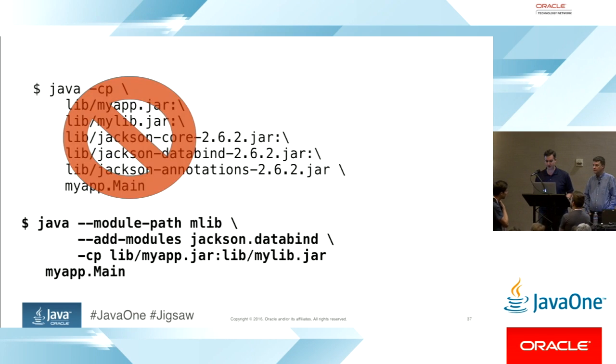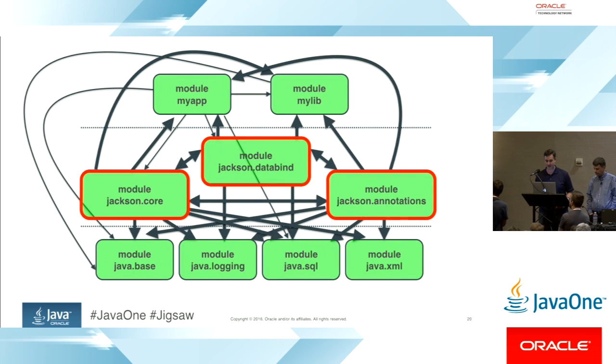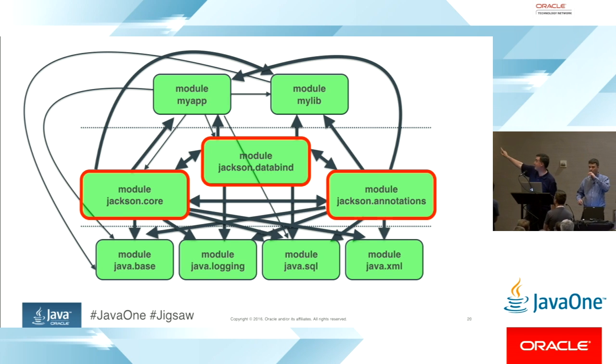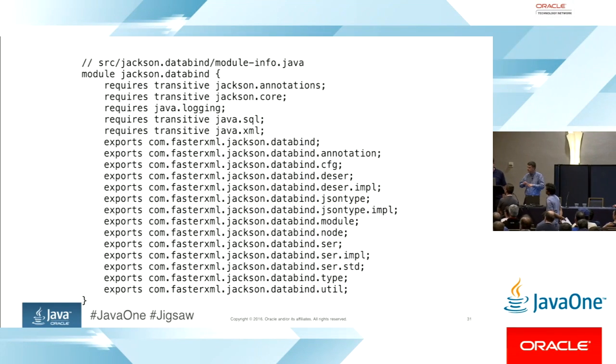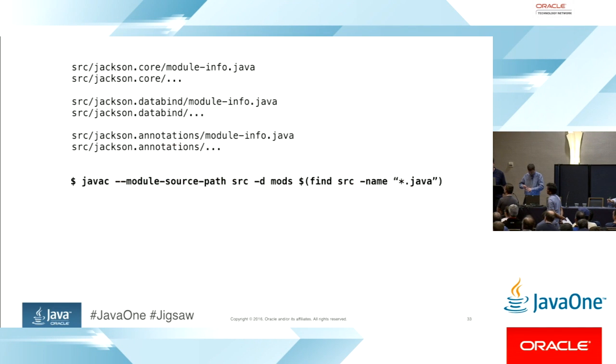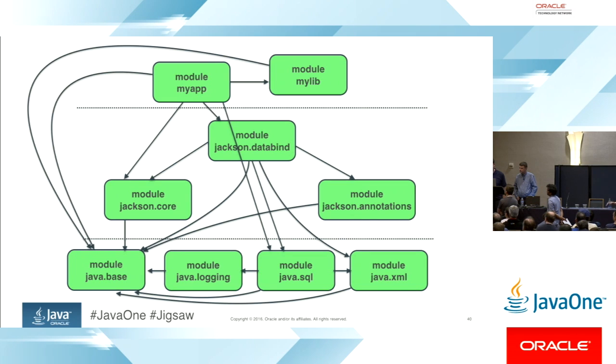This is a good question. I was wondering if someone would spot this. In the first part, when Jackson data bind is an automatic module, it's implicitly requiring my app and my lib, because it requires everything. But then when Alan modularized it, all the way, putting it all together, the arrows are all down.